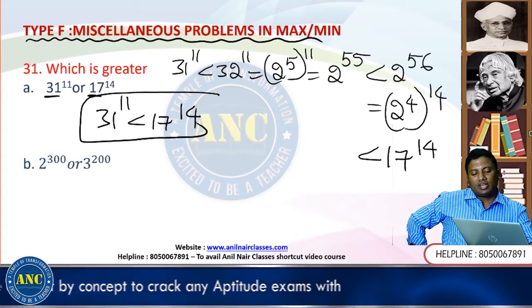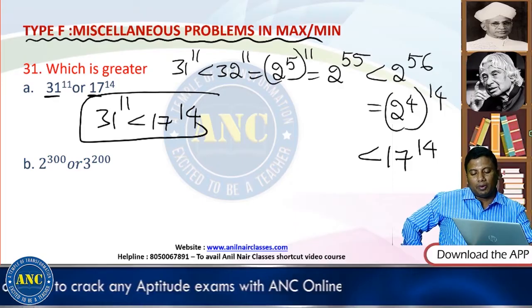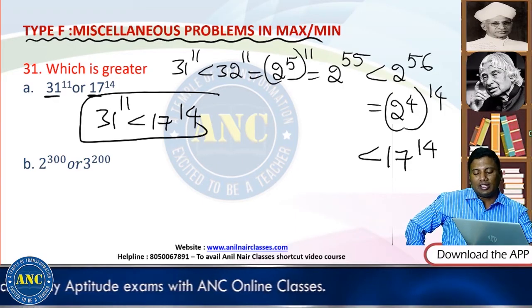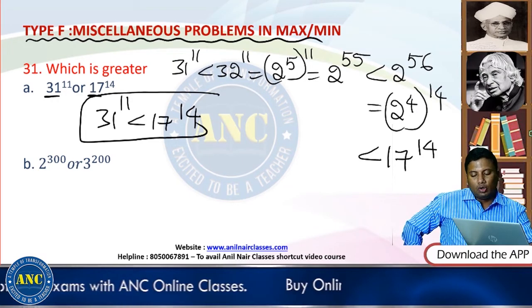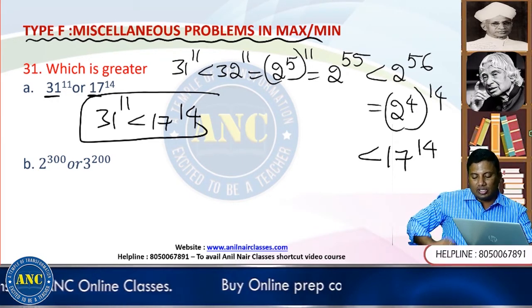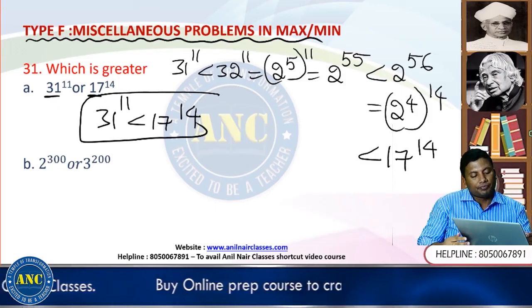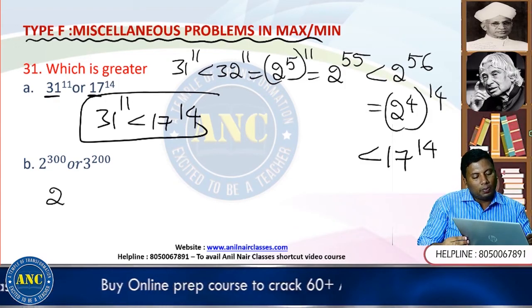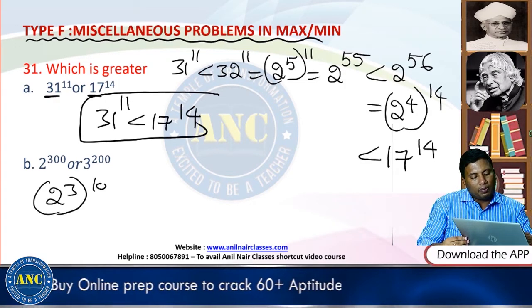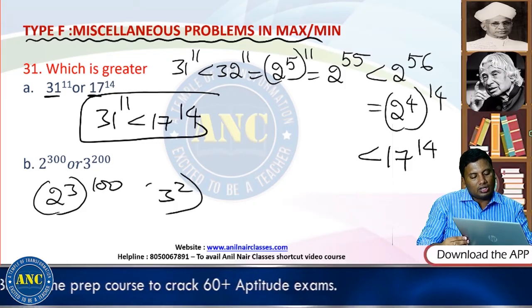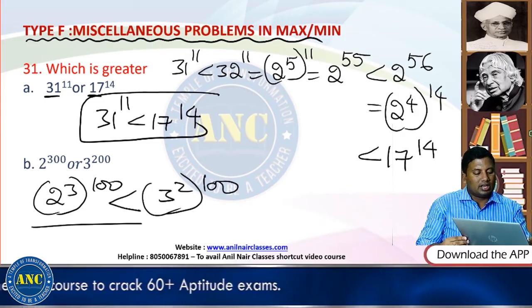31 is less than 32, 32 is 2 power 5 power 11, 2 power 55 is less than 2 power 56, which is 2 power 4 power 14, and 16 is less than 17. Another question: 2 power 3 power 100 versus 3 square power 100, that is 2 power 3 power 100 versus 9 power 100.